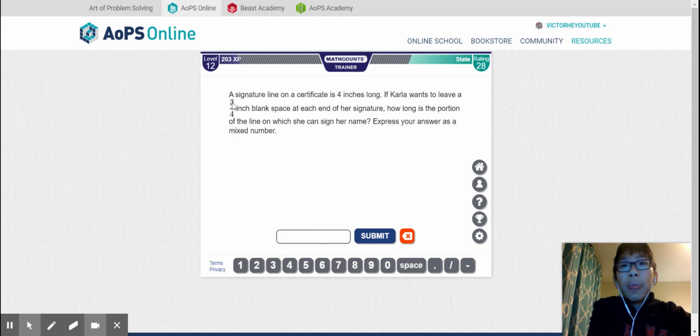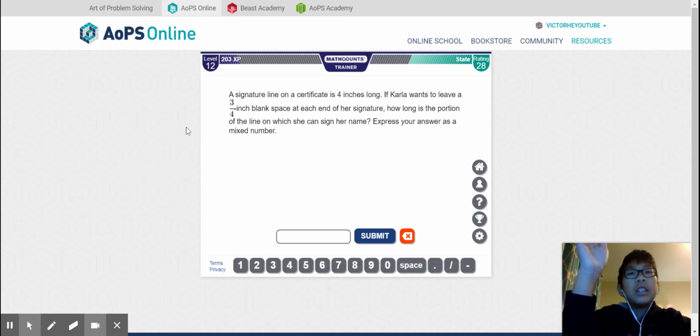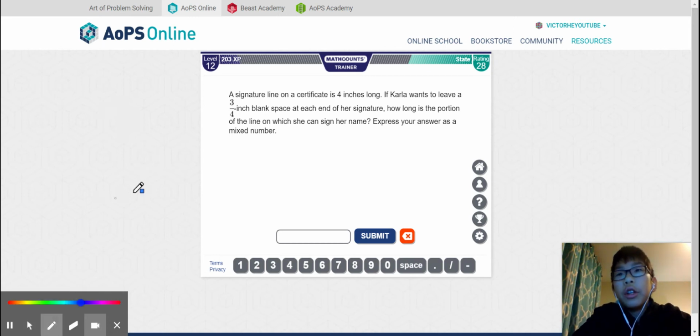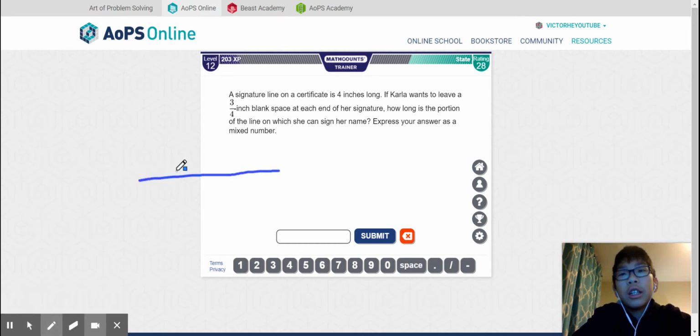Okay, so next problem. A signature line on a certificate is 4 inches long. If Carla wants to leave a 3/4 inch blank space at each end of her signature, how long is the portion of the line on which she could sign her name? This seems particularly simple, but I'm gonna reread. So it says the line is 4 inches. So let's just say it's like this: 1, 2, 3, 4.